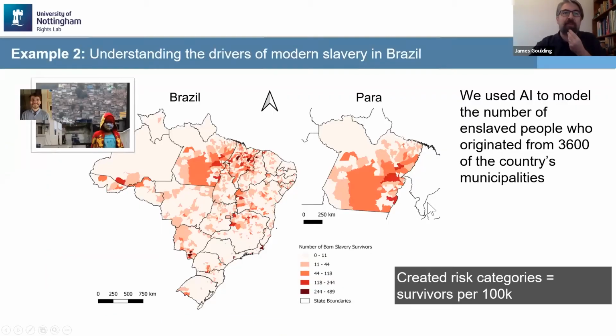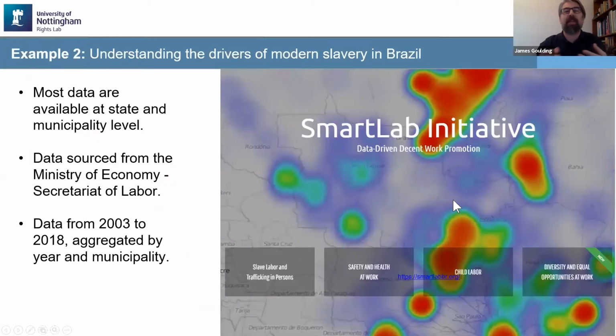Another example that I'm going to spin through really quickly is in Brazil, where we use similar data sets, but not this time where slavery is happening, but where people originated from when they recovered from being enslaved. And so what were the features of the areas where they entered into slavery? And for this, our ground truths are again key. The labels that we use for AI, and this is where Smart Lab, an incredible initiative that has mapped Brazil and logged where areas of slavery are occurring, can feed into the AI models that we have.